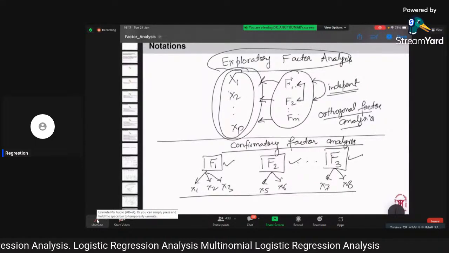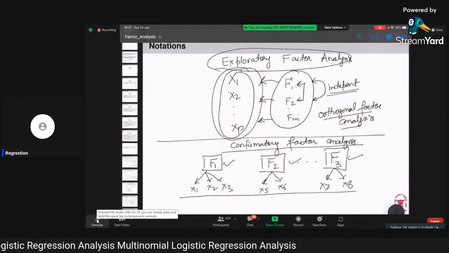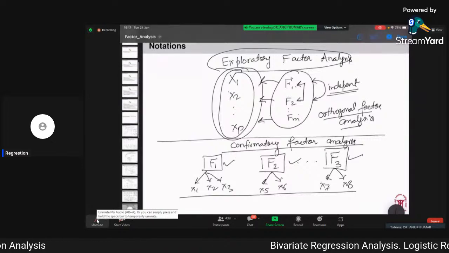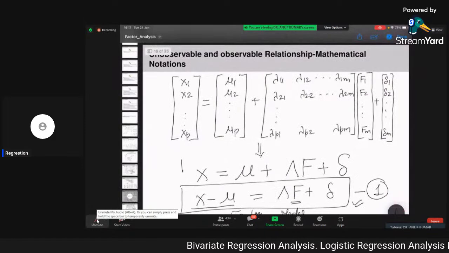Sir, this slide we missed due to a connectivity issue. Can you repeat, please? Yes, I can repeat, no problem. I think I have explained this factor model.